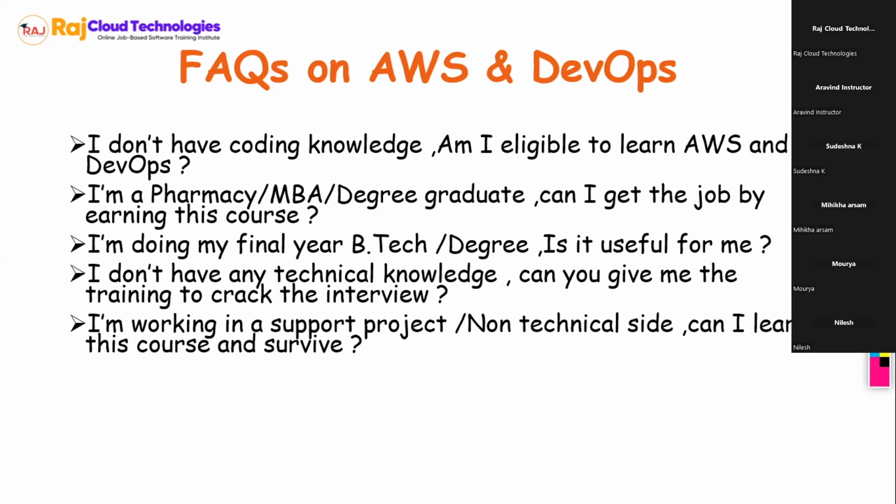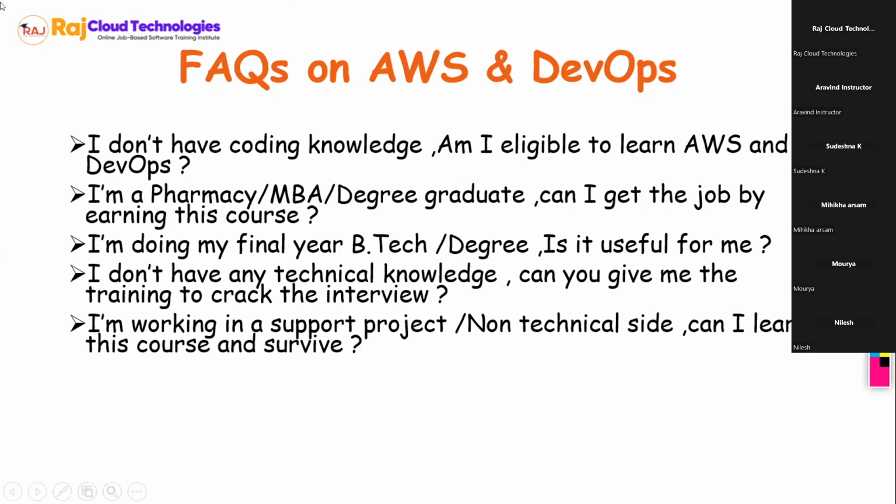You have 3 years of experience on the non-technical side, not in software, and you want to switch to AWS and DevOps. You can join the course, go through this 45 days of course, and practice. At the end of the day, you prepare a resume with the 3 years of experience in AWS and DevOps. You attend the interviews and tell them you have been working on AWS and DevOps for the last 3 years.